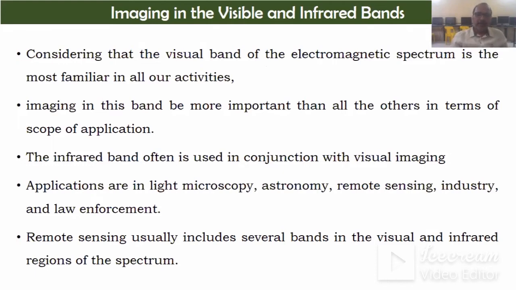There is another band, the infrared band, which is near to the visual band. The infrared band is also one of the important bands which are used. Applications like microscopy, astronomy, remote sensing, industrial automation, or law enforcement are some of the applications which use the visual and infrared band.